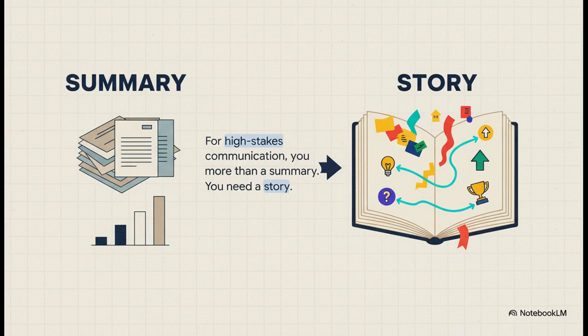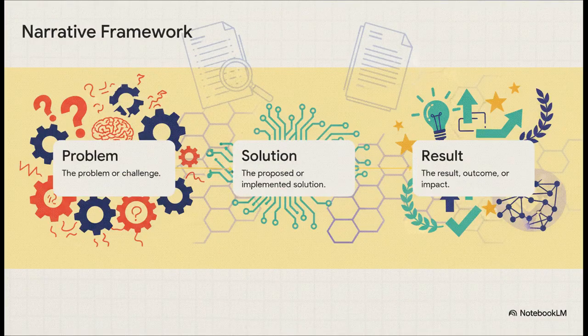But let's be real for a second. When the stakes are high, we're talking a big pitch to executives or a make-or-break client meeting, a simple summary just is not going to cut it. You need more than just information. You need a story. And this is one of the most powerful storytelling frameworks out there. Problem, solution, result. It is a classic for a reason, people. It's a structure hardwired into our brains to be persuasive because it instantly answers the audience's biggest question. So what? Why should I care?